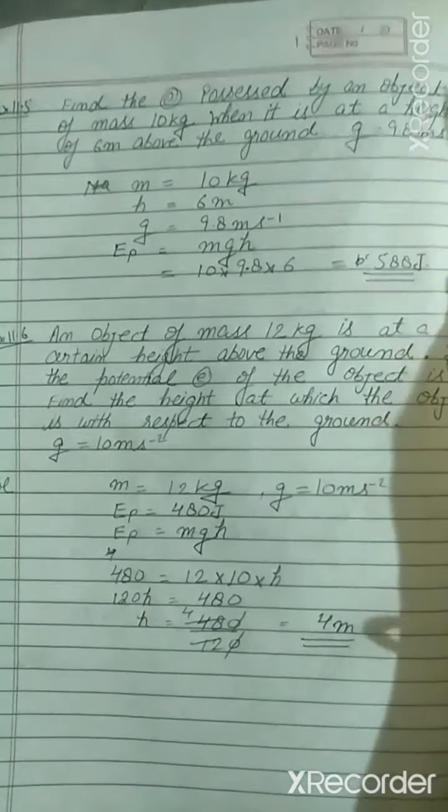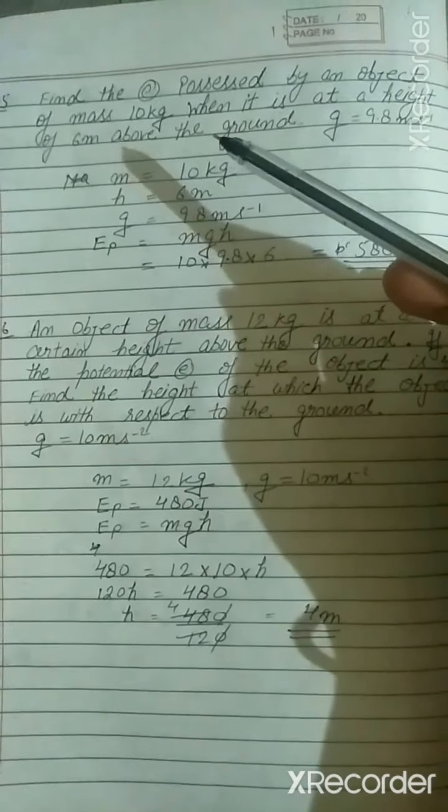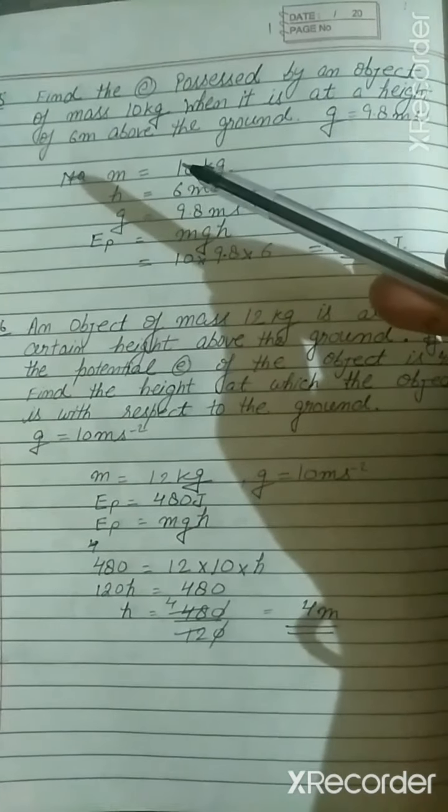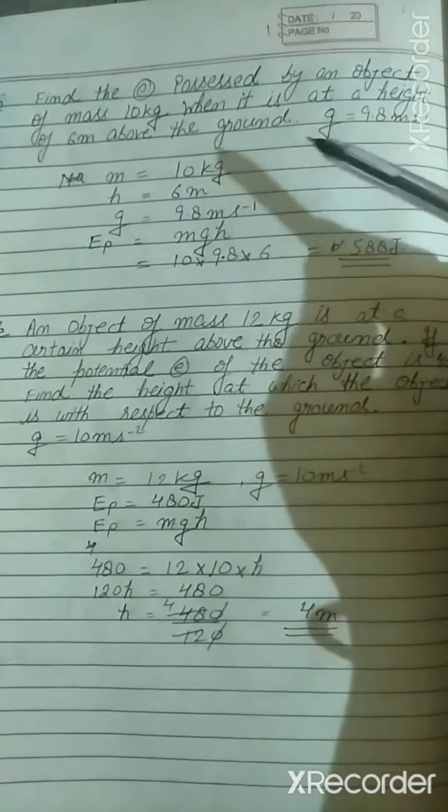Find the energy possessed by an object of mass 10 kg when it is at a height of 6 meter above the ground. G is given as 9.8, the acceleration due to gravity. It's quite simple. Mass 10 kg, height 6, G 9.8. The formula for potential energy is mgh. So we put the values: 10 multiplied by 9.8 multiplied by 6, we get 588 joule.